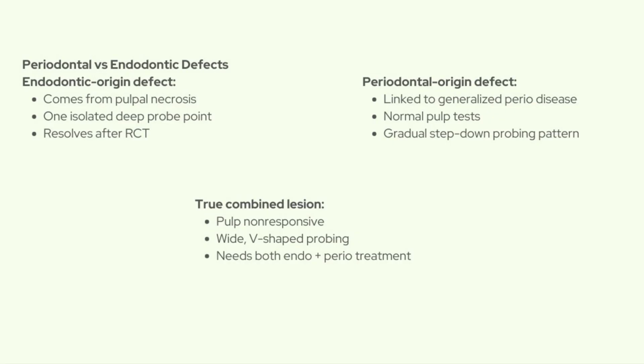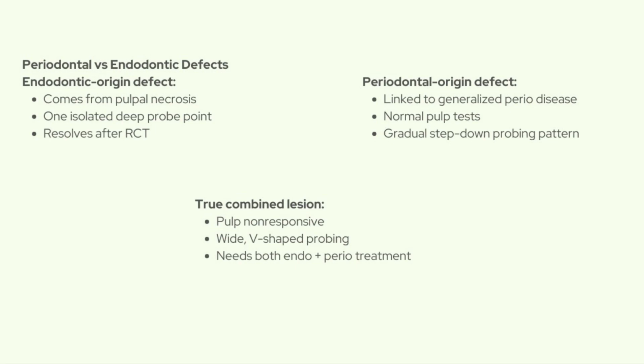All right, so when we have a periodontal defect of endodontic origin, it almost always comes from a tooth with pulpal necrosis. The probing is usually normal except for one narrow, isolated, deep point. And the important thing here is that this defect is not a true periodontal pocket. Once you clean, shape, and obturate the canal system properly, these defects tend to resolve completely. A common mistake is not probing thoroughly enough and assuming the defect is periodontal when, in reality, it's being driven by a necrotic pulp.